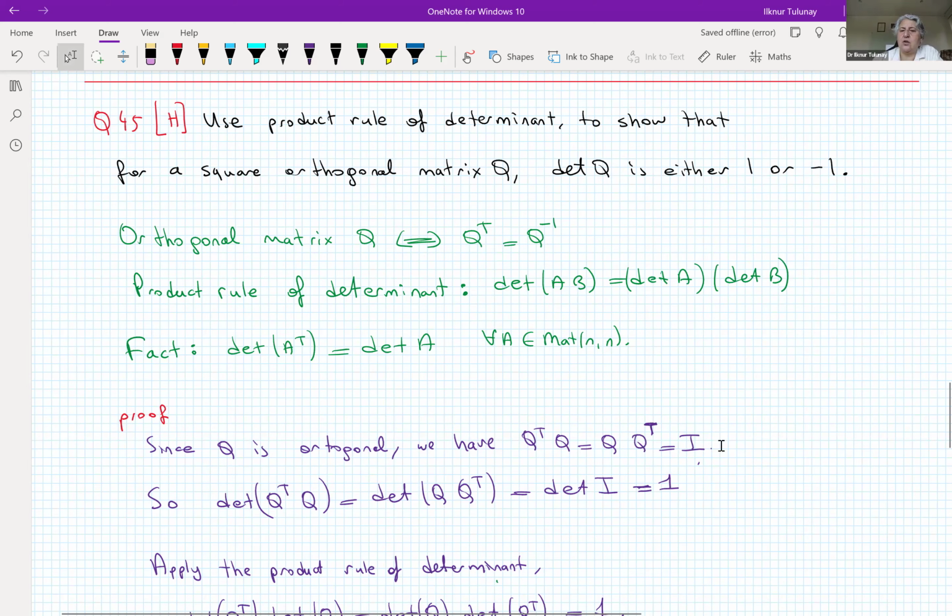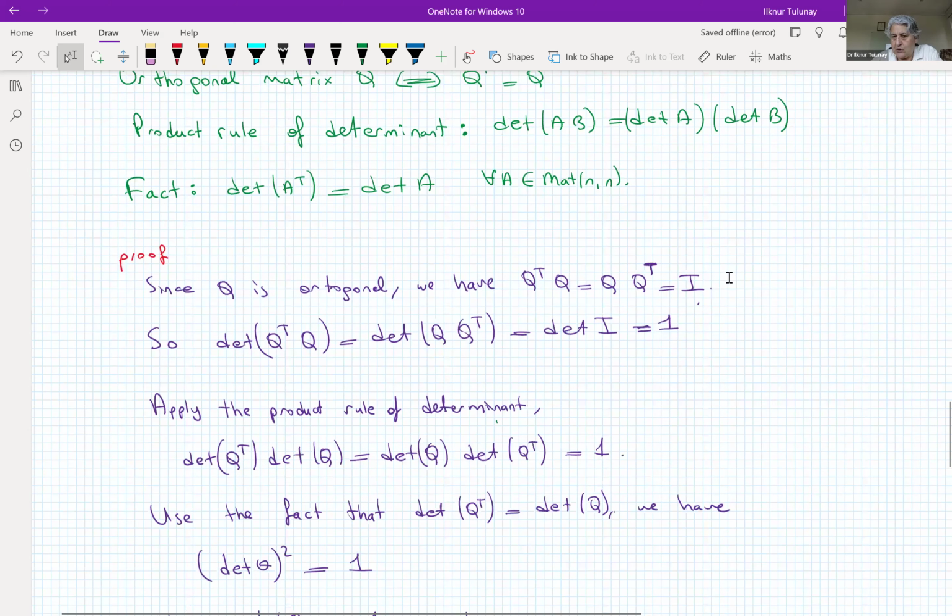Now take the determinant of each of them. So we have the determinant of this, determinant of this, determinant of this. All of them are equal. But we know that the identity has ones on the diagonal, so the determinant of the identity is always 1. And this one is the determinant of Q transpose Q. Now it is time to apply the product rule. Then this will be the determinant of Q transpose times the determinant of Q, using the product rule from here to here. And this is just 1.